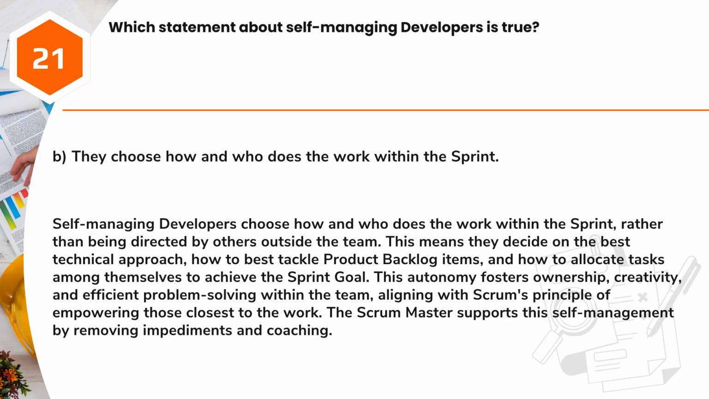Answer: B. They choose how and who does the work within the sprint. Self-managing developers choose how and who does the work within the sprint, rather than being directed by others outside the team. This means they decide on the best technical approach, how to best tackle product backlog items, and how to allocate tasks among themselves to achieve the sprint goal. This autonomy fosters ownership, creativity, and efficient problem-solving within the team, aligning with Scrum's principle of empowering those closest to the work. The Scrum Master supports this self-management by removing impediments and coaching.